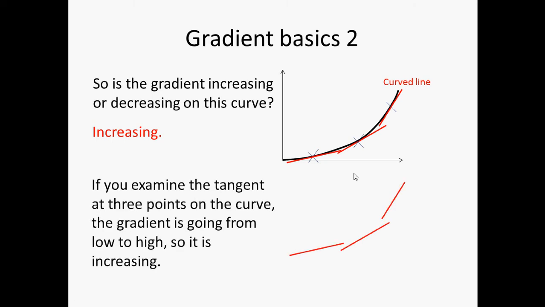So why is it increasing? If you look at the 3 lines here and then you bring them down to examine the 3 tangent lines, you realize that the gradient for these 3 lines is getting from low gradient to mid and then to high gradient. So obviously the gradient is increasing. That's why it is an increasing gradient.